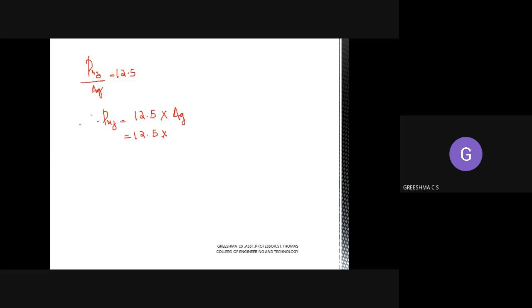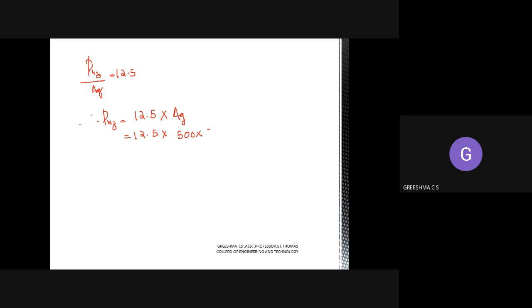Okay, go to our slide. Pu by Ag is equal to, Puz divided by Ag is equal to 12.5. From this we can find out Puz is equal to 12.5 into Ag. Ag means what? Area of the gross section. The dimension of our column is 500 into 600.